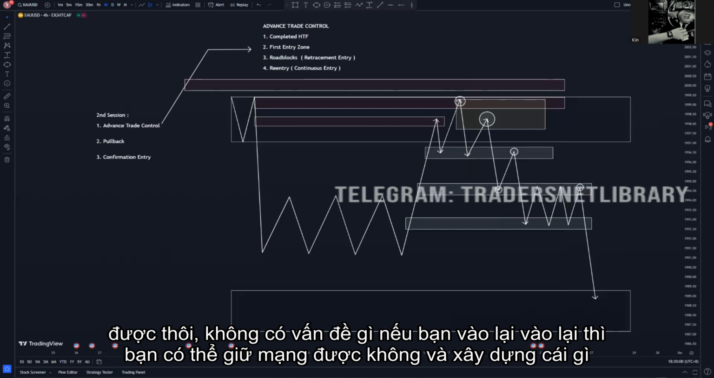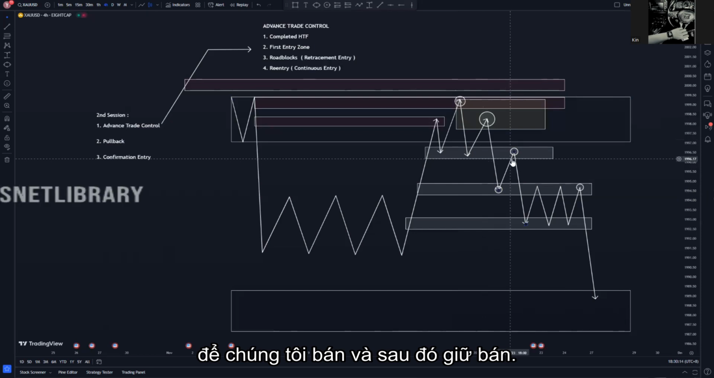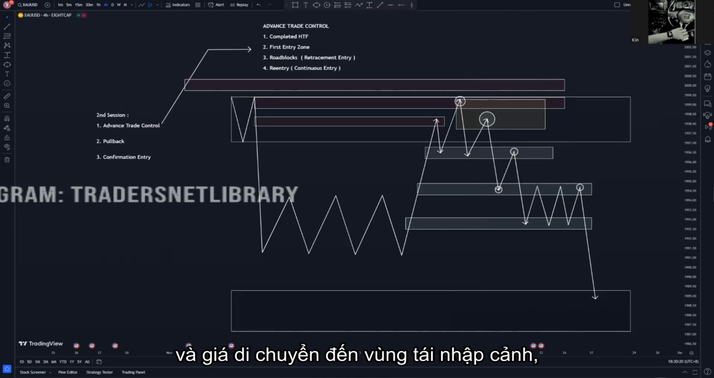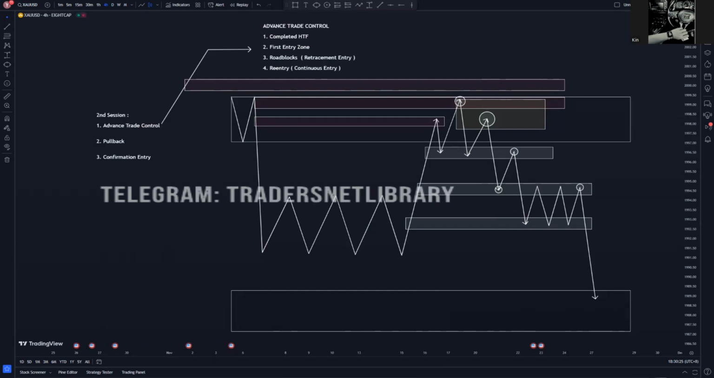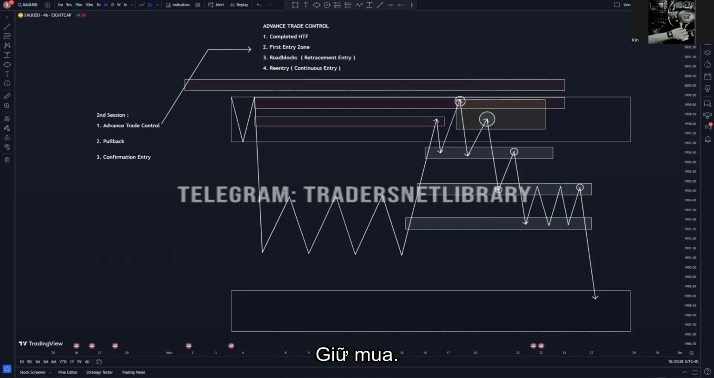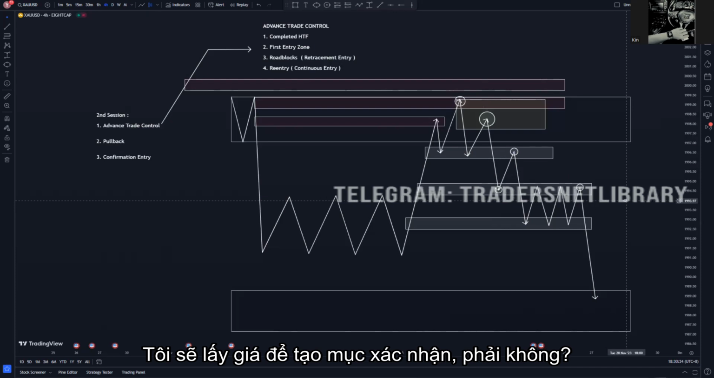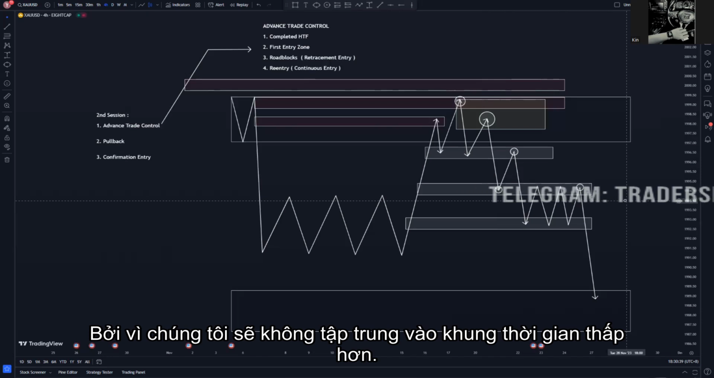If you enter on re-entry, can you hold to the next one? Yes. And what builds the confidence on holding the trade? EF. When the price creates an EF, we have the confidence to take the sell and then hold the sell. For an example, if I take a buy from an M30 roadblock and price moves to the re-entry zone, but it did not create any CE for sell, yes, exactly, hold the buys until the price creates the confirmation entry. Right? But to be safe, we never know what will happen, because we are not going to focus on the lower time frame.